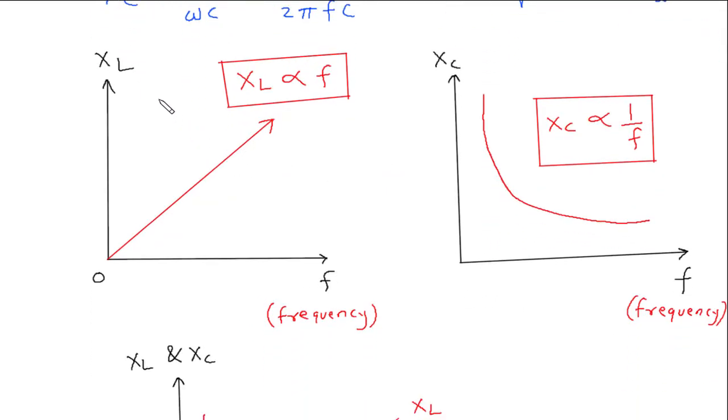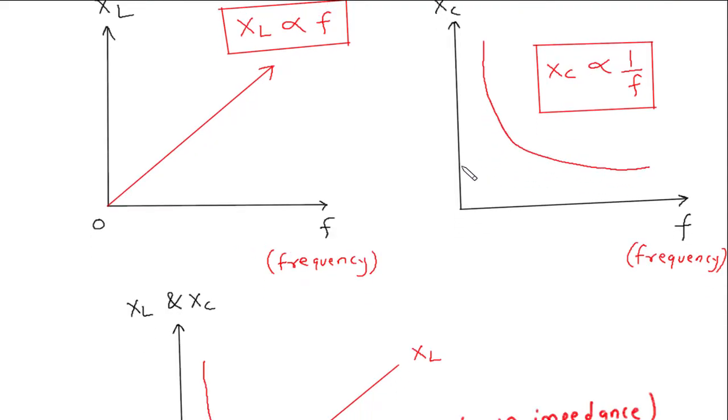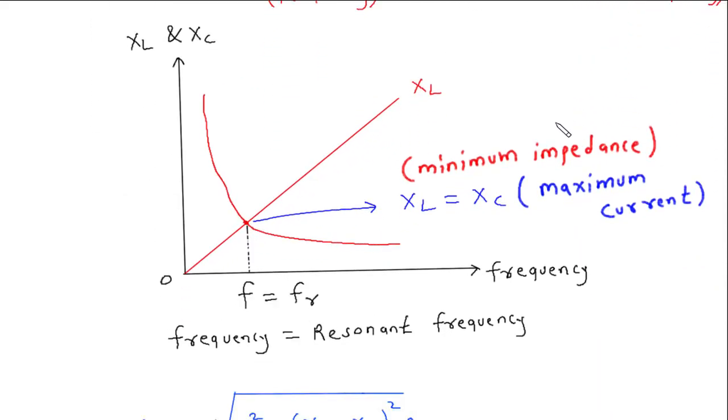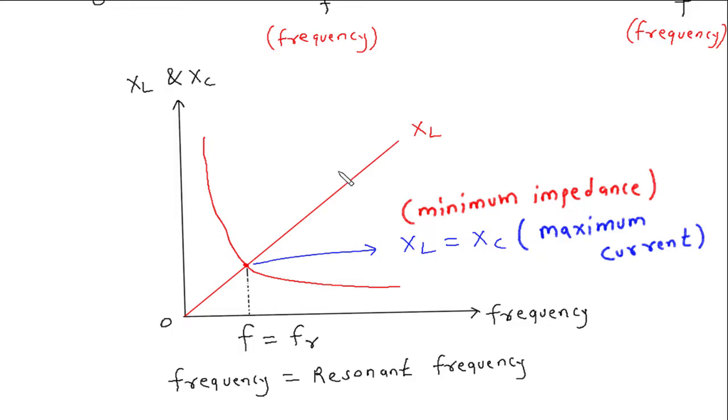Now this is a relation between frequency and inductive reactance. So inductive reactance is directly proportional to frequency. As the frequency increases, the inductive reactance also increases. But in case of capacitive reactance, it is inversely proportional to frequency. As the frequency increases, the capacitive reactance decreases up to a certain point. Now if we combine these two graphs, then we will get a graph like this.